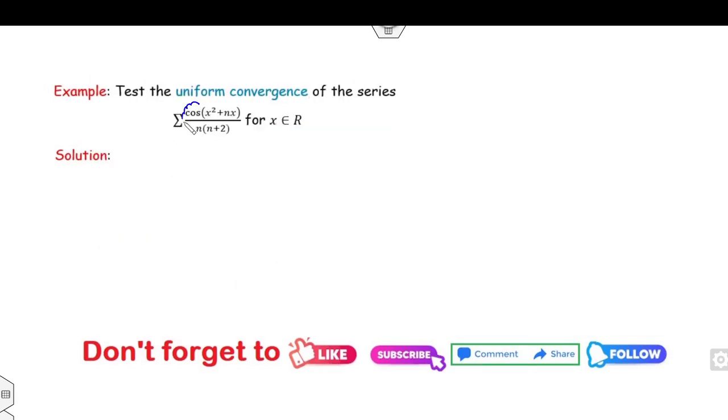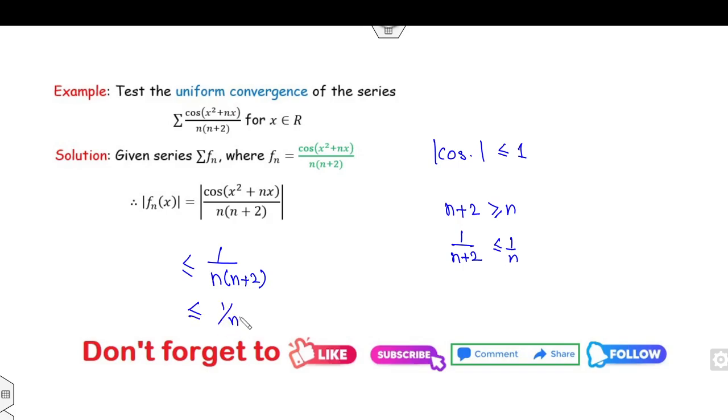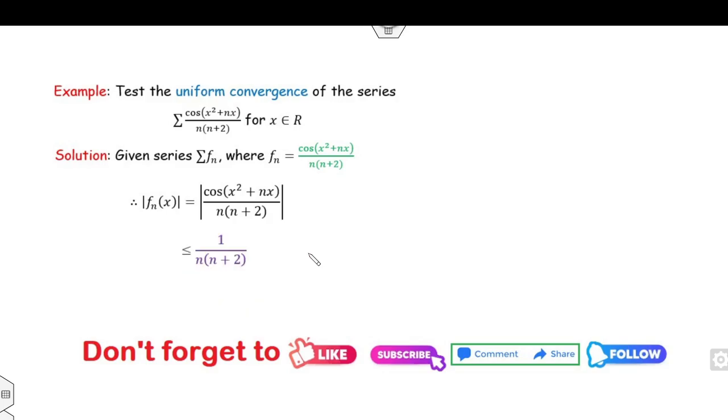Okay, the next example is to test the uniform convergence of this series. This is my Fn. So I can start with the value of Fnx. My target is to prove it is less than or equal to something, and we all know the value of cos is less than or equal to 1. So this is 1 over n into n plus 2. Again, we all know n plus 2 is always greater than n. So 1 over n plus 2 is less than 1 over n. So this number is 1 over n square, and this number I can take as Mn. Otherwise, you can also consider this number as Mn. That's your choice.